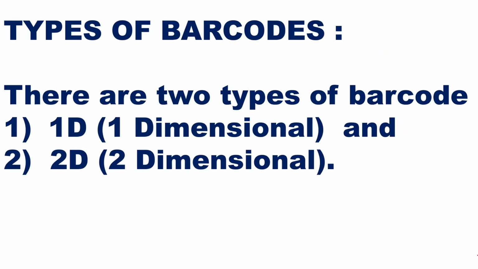Then if you go to see types of barcodes, there are two types of barcodes. One is the usual one, which has less information, which will be called 1D, one dimensional. And if the barcode is giving you more information, then it comes under 2D, that is two dimensional.